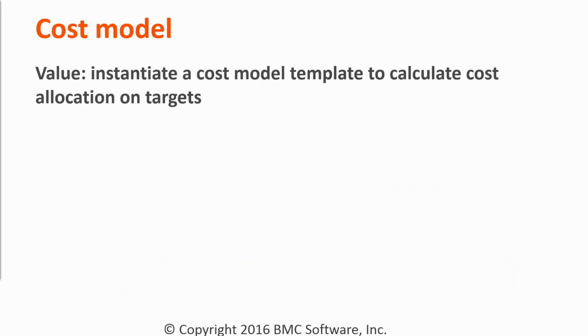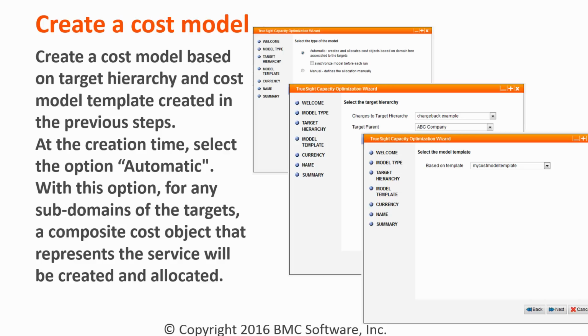The value is to instantiate a cost model template to calculate cost allocation on targets. Create a cost model based on the target hierarchy and cost model template created in the previous steps. A wizard appears. At the creation time, select the option type automatic. This creates a composite cost object for any subdomains of the target representing the service to be created and allocated.